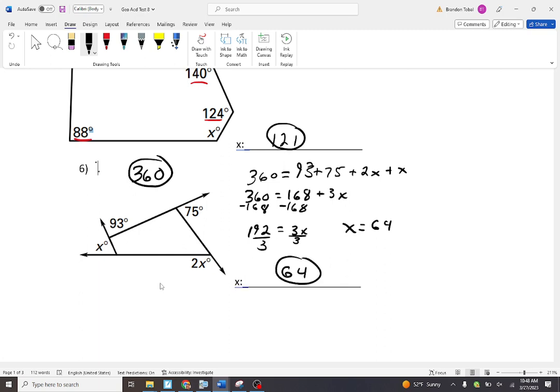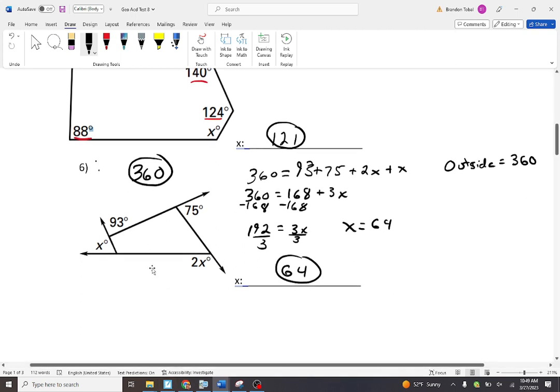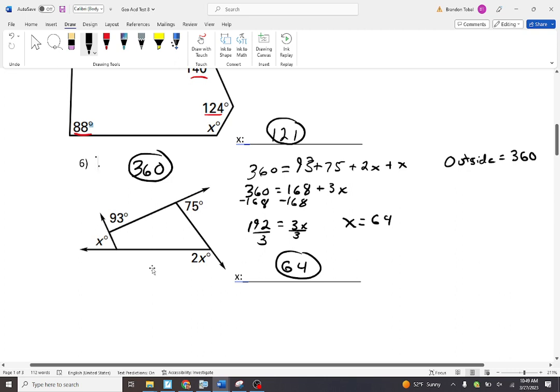Remember, outside angles, put a note here. Outside angles always equal a total of 360, no matter how many sides there are. I'll keep it up here.